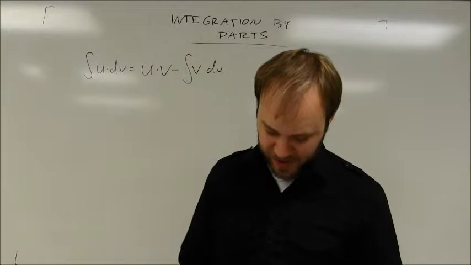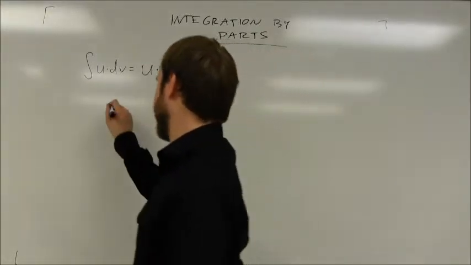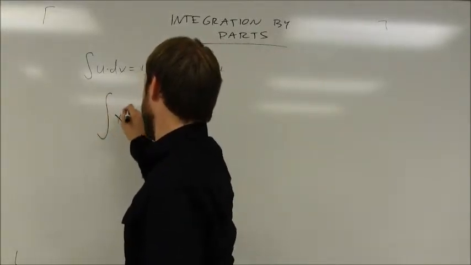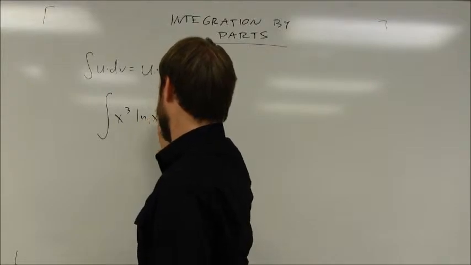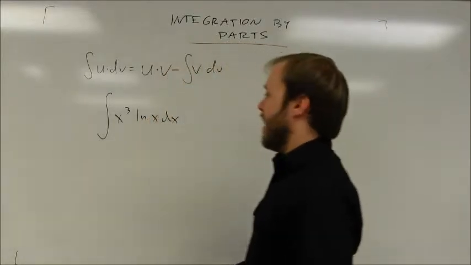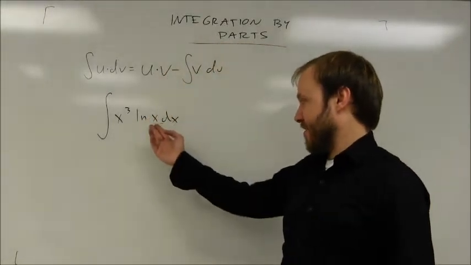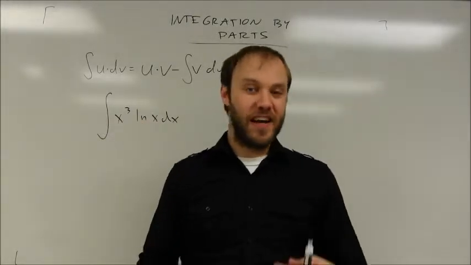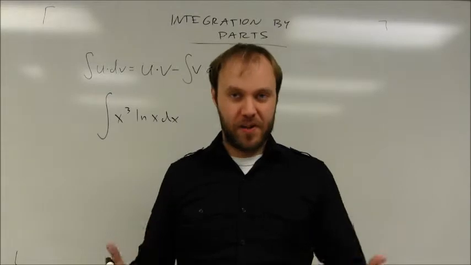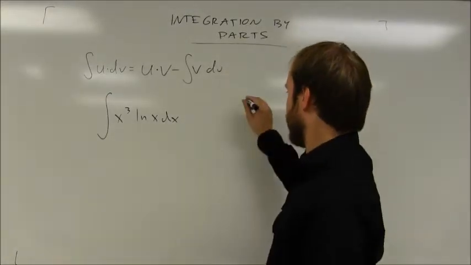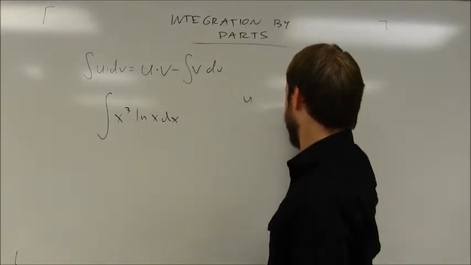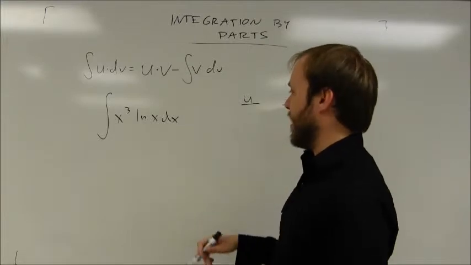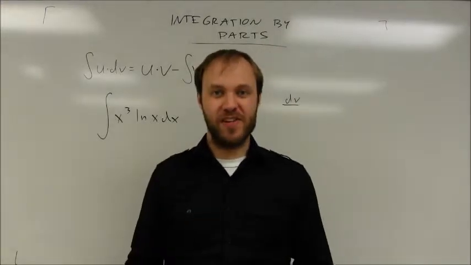Now, some other possibilities. Let's say I have something like the integral of x cubed ln of x dx. Neither of these is the other's derivative of an inside function, that kind of thing. So this is probably going to be something that's going to require integration by parts. Again, I set up my u and I set up my dv. Sometimes it matters, sometimes it doesn't.